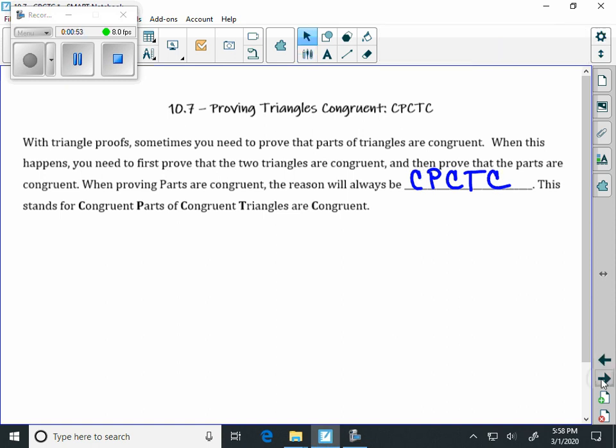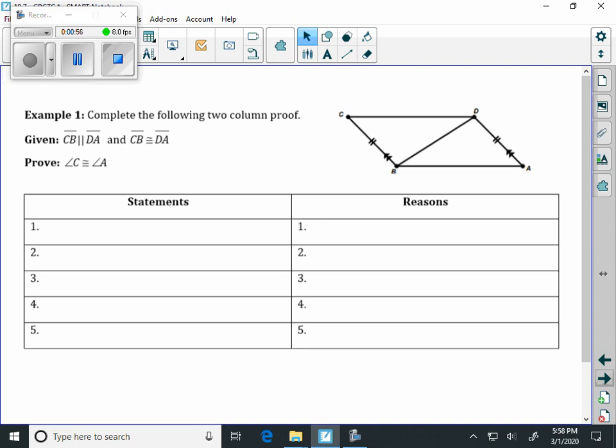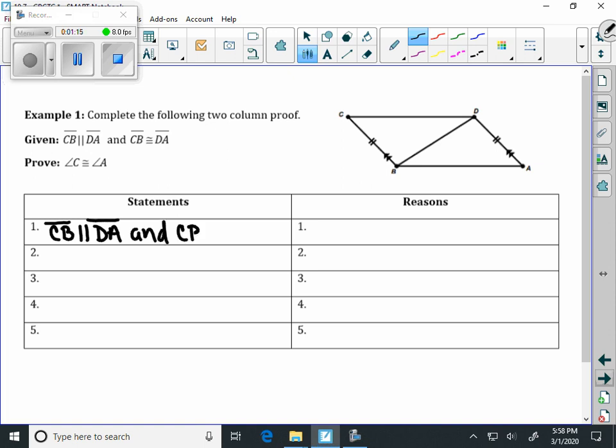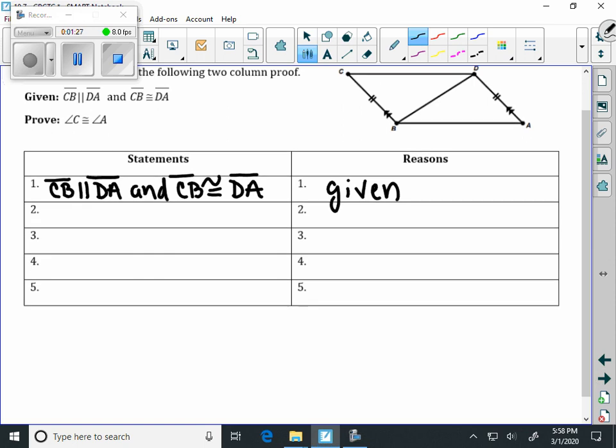So let's see how this works in our first proof here. And as we look at this first proof, what I hope you notice immediately is that this is a shared side triangle. And we can start by writing down our given, which is that CB is parallel to DA, and CB is congruent to DA, and that's our given. And eventually, what we want to prove is that angle C is congruent to angle A.